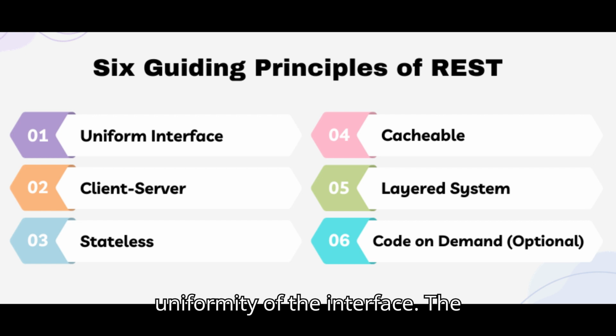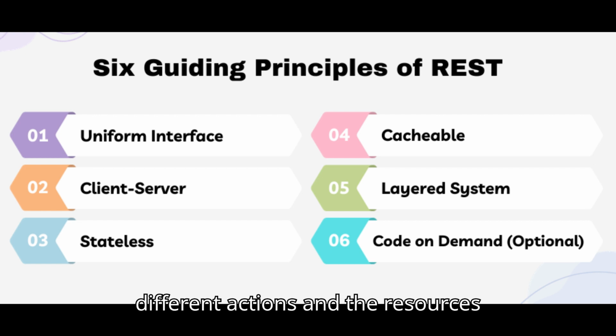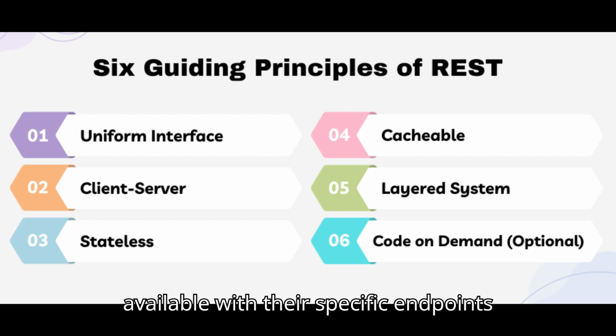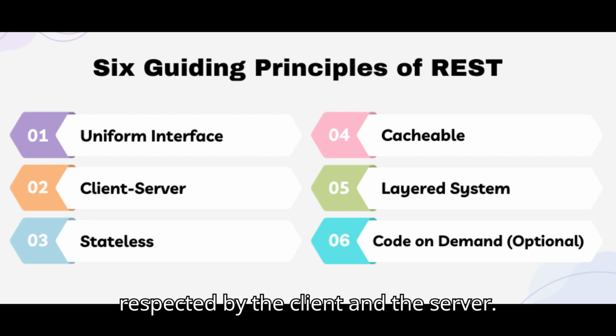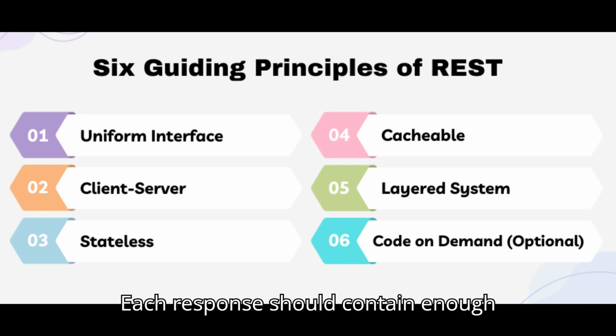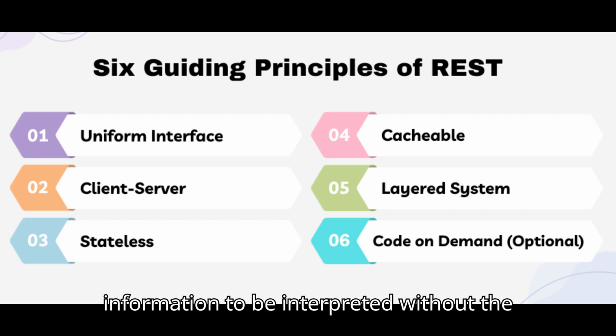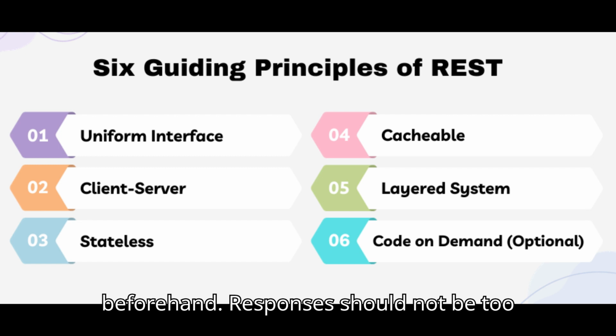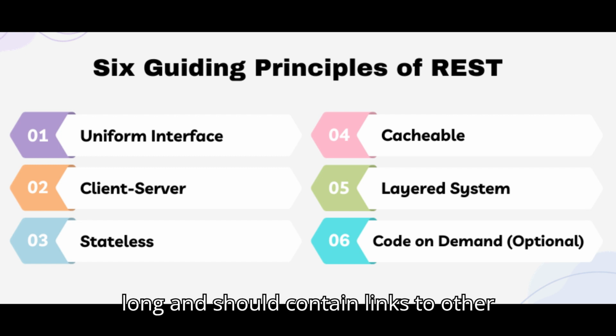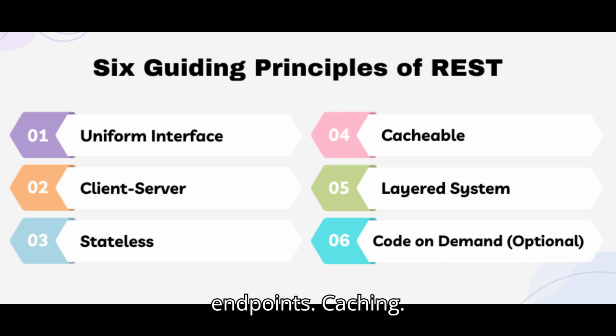Uniformity of the interface. The different actions and/or resources available with their specific endpoints and parameters must be decided and respected by the client and the server. Each response should contain enough information to be interpreted without the client needing any other information beforehand. Responses should not be too long and should contain links to other endpoints.